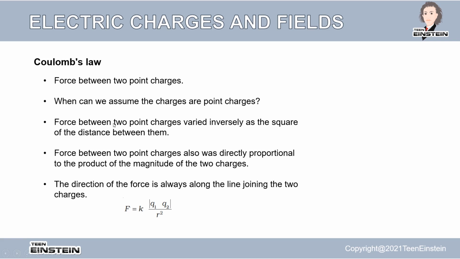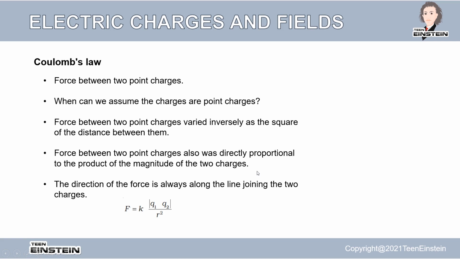Coulomb's law tells us that the force between two point charges varies inversely as the square of the distance between them. When Coulomb conducted his experiments, he suggested that the force between two point charges is inversely proportional to the square of the distance between them. And what about the magnitude of the charges? If you have a bigger charge and a smaller charge, there will obviously be differences in the forces between them. So the force between two point charges is also directly proportional to the product of the magnitudes of the two charges.